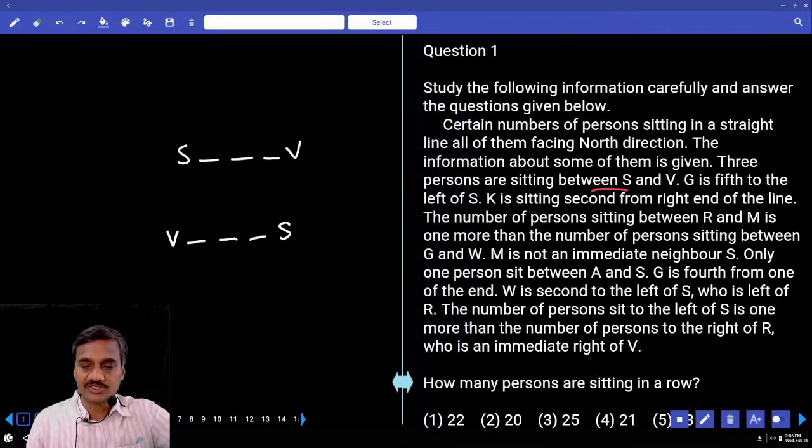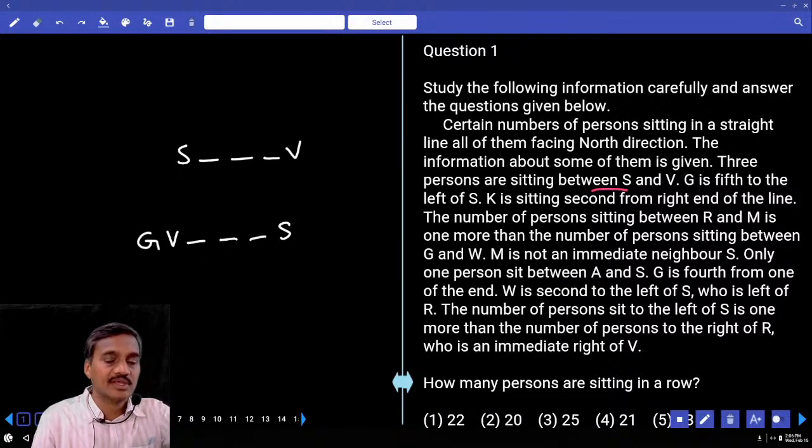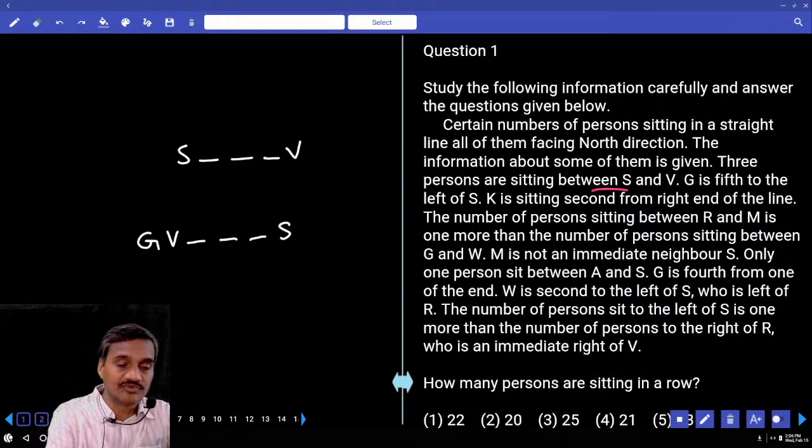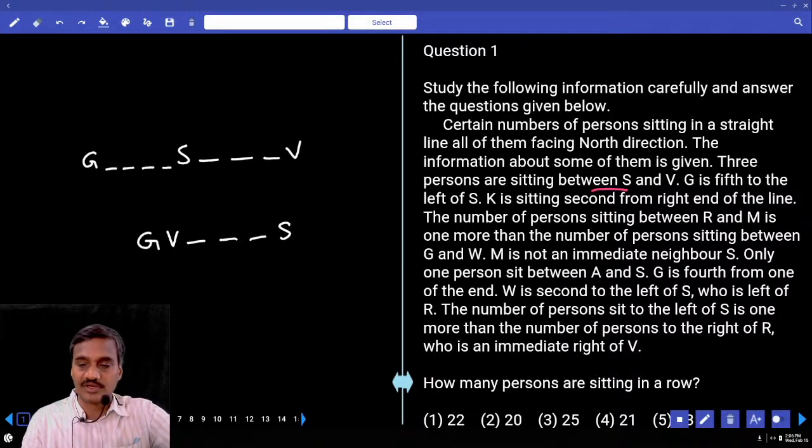And next one, G sits fifth to the left of S. G is fifth to the left of S, 1, 2, 3, 4, 5. And in this case, G is here. Fifth to the left of means there are 4 persons in between G and S. And G sits fifth to the left of S.